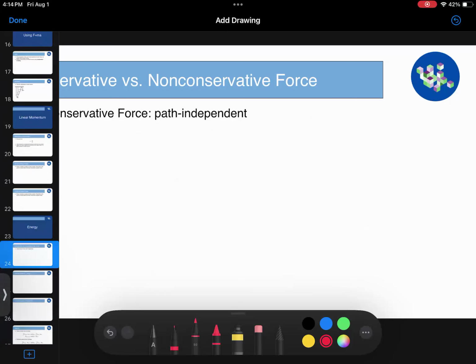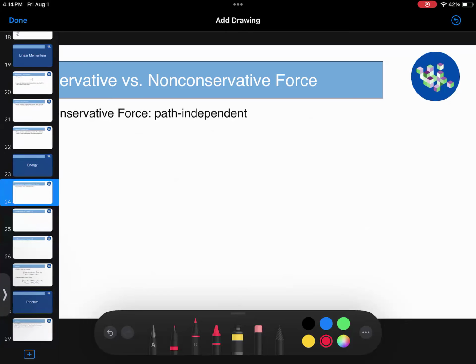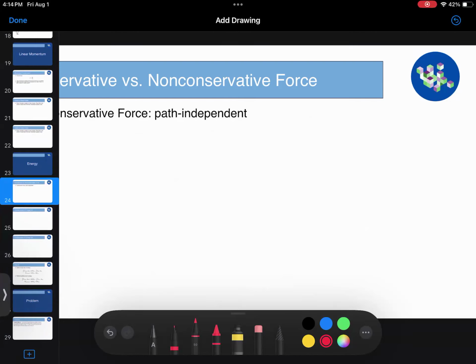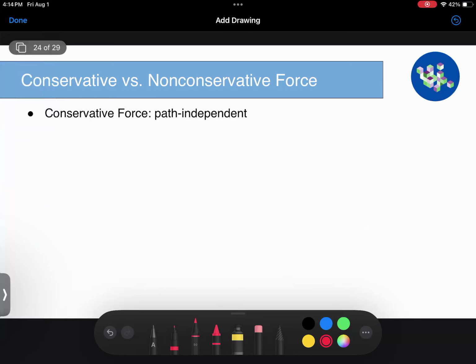Let's quickly go over this derivation. It's very, very helpful for you guys, okay? Non-conservative versus conservative force. This will be a bit of calculus. So a conservative force causes path-independent work. If you don't remember, we have work.